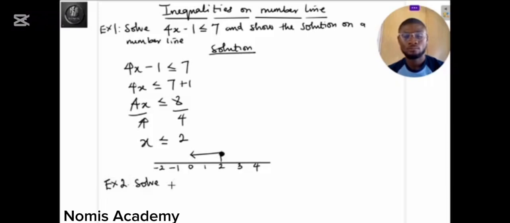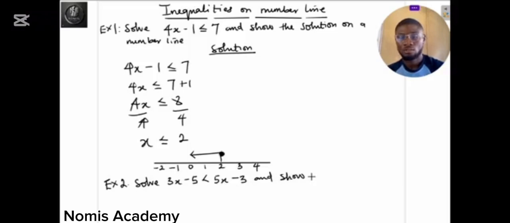Example number 2 says solve 3x minus 5 less than 5x minus 3, and show the solution on a number line. So let's get down to the solution.